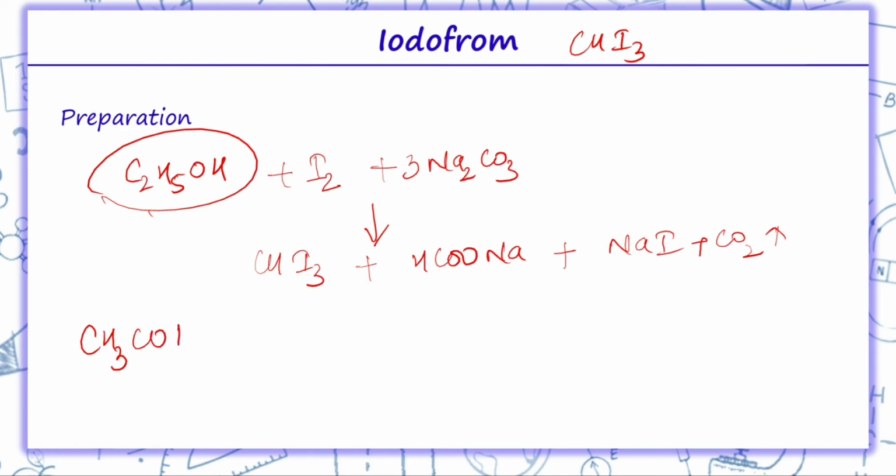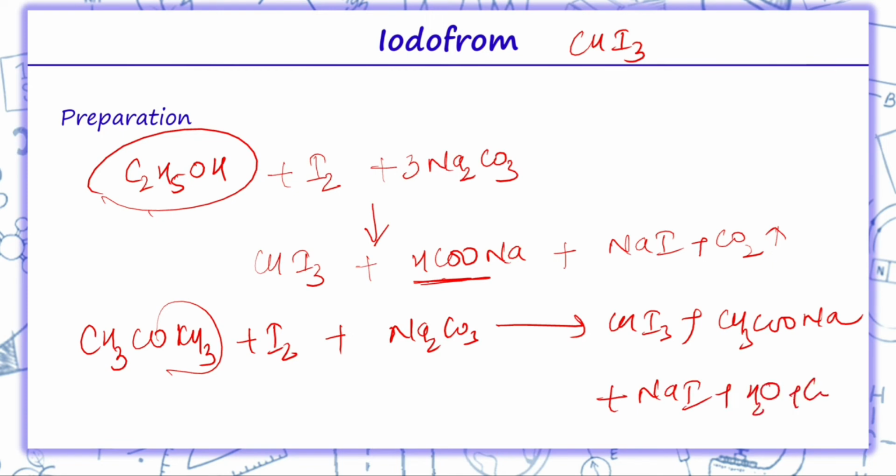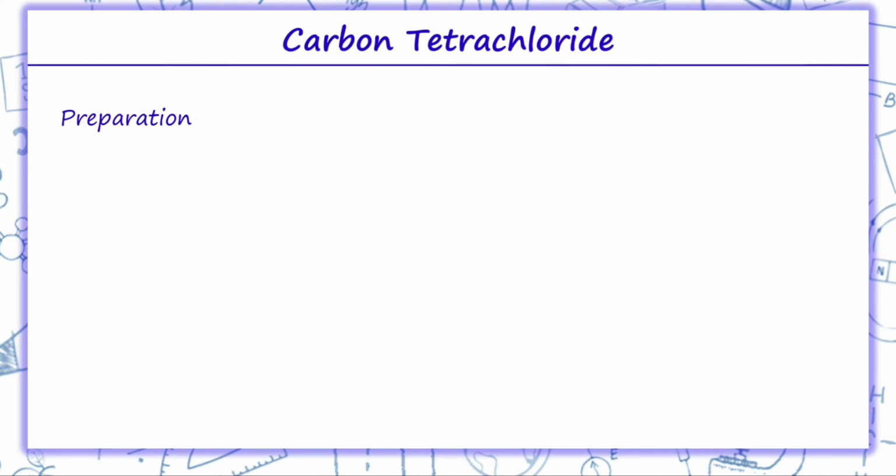So CH3COCH3 plus I2 plus Na2CO3 again will form CHI3. Now here in place of HCOONa we will get CH3COONa, because here it is CH3 group, and NaI plus H2O plus CO2 will be formed. So this is how Iodoform will be prepared.